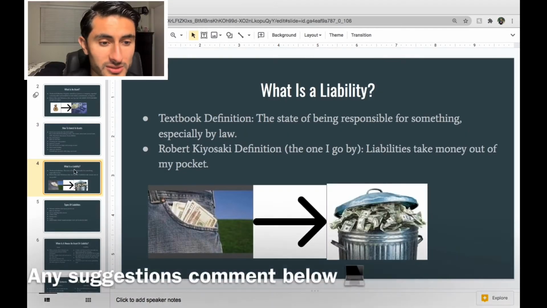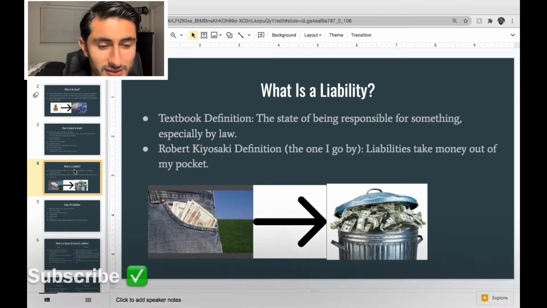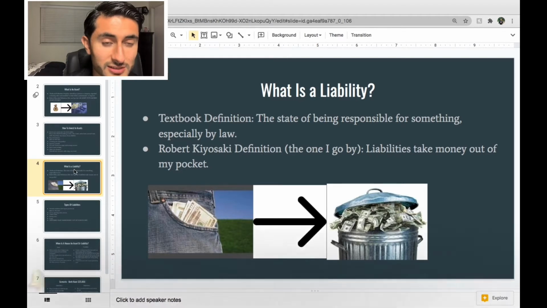So now we're going to go into what a liability is. The textbook definition of a liability is the state of being responsible for something, especially by law. And that really doesn't explain to me what a liability is. So once again, I like the definition that Robert Kiyosaki gave, and it's the one I go by: liabilities take money out of my pocket. So anything that takes money out of your pocket is considered a liability. On the diagram, you can see money going into the trash, pretty much money going away.